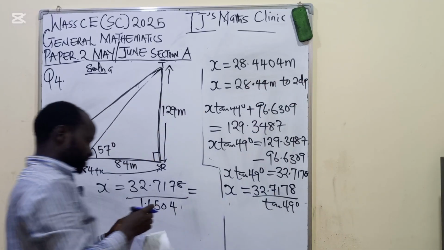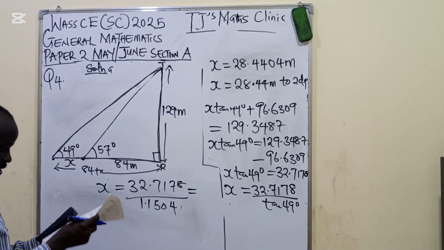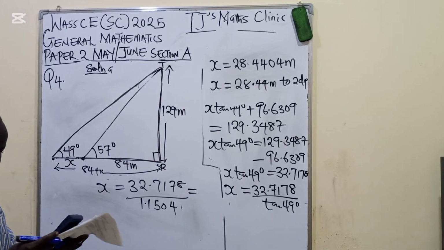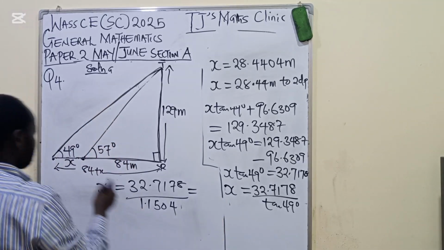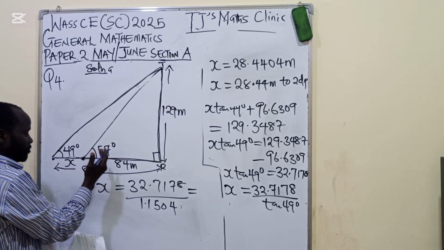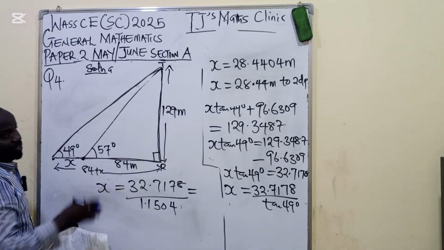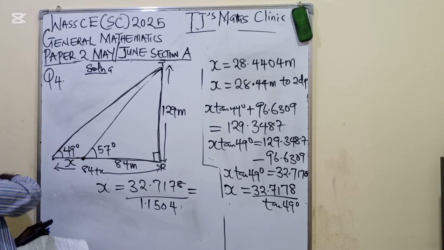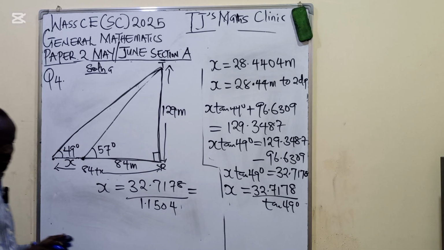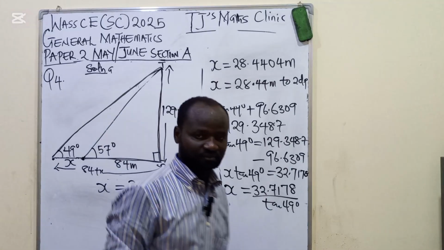So this will be the distance, because the question says find correct to 2 decimal places how far the observer moved backward. The observer was here. The observer moved 28.44 meters backward. That's this way. So this is said to be the solution to question 4.